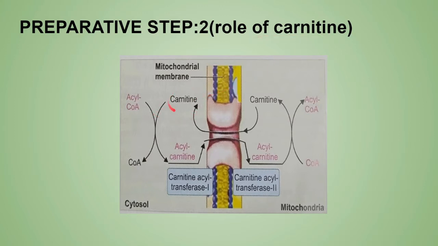Now what is carnitine first of all? It is beta hydroxy gamma trimethyl ammonium butyrate. Just remember, beta hydroxy gamma TMAB, trimethyl ammonium butyrate. Now what will it do?